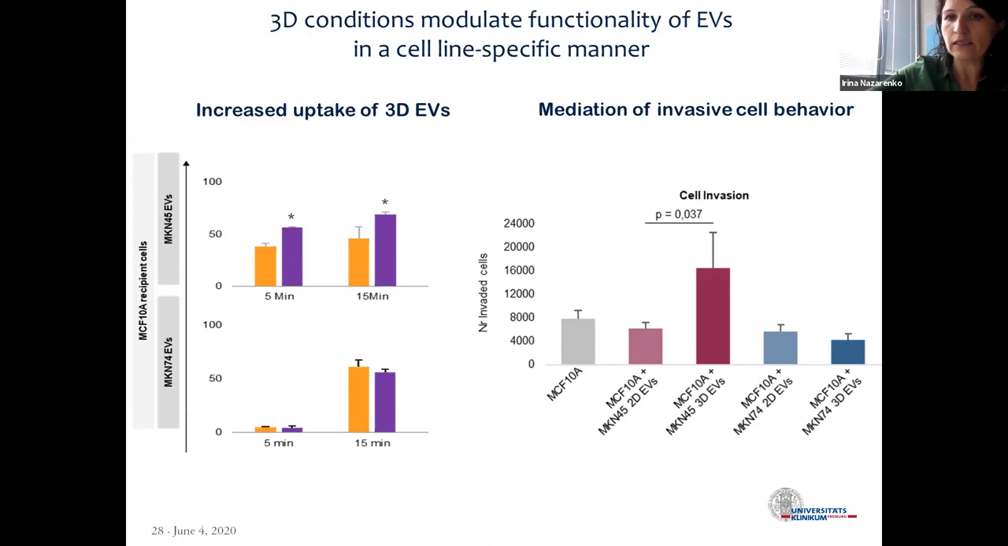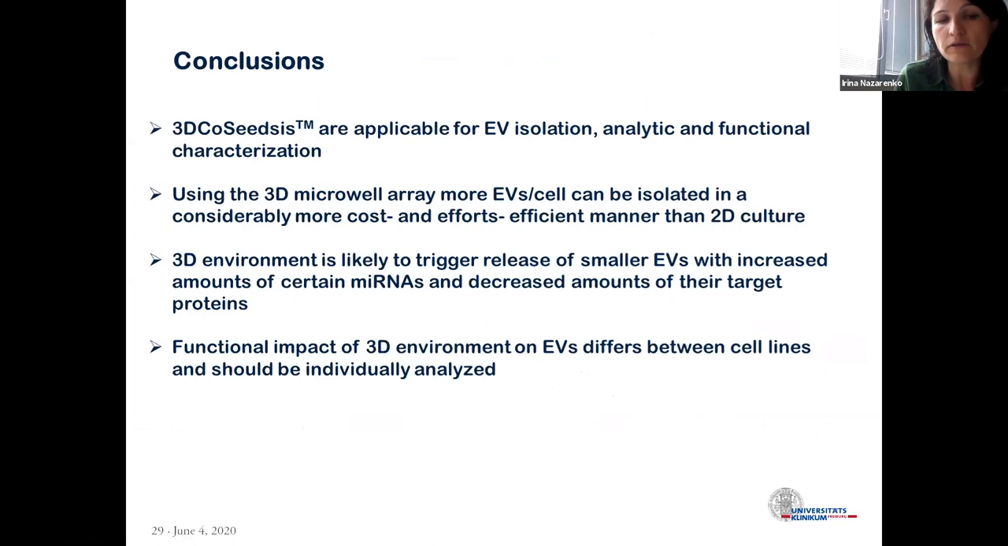So basically, we could say in conclusion that the 3D conditions, like 3D matrices, are applicable for EV isolation, analytic and functional characterization, and that using the 3D microwell array, more EVs per cell can be isolated in a considerably more cost and effort efficient manner. The 3D environment is likely to trigger the release of smaller vesicles with an increased amount of microRNAs and a decreased amount of the target proteins. And the functional impact of the 3D environment on EVs is really different between the cell lines and should be analyzed individually. So after this, we now continue using this 3D system in different contexts.